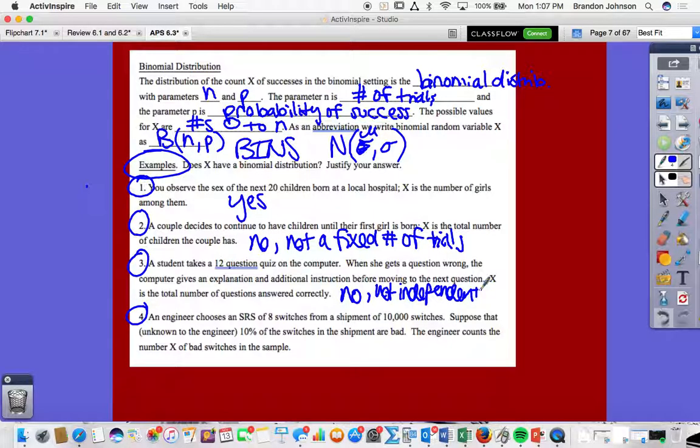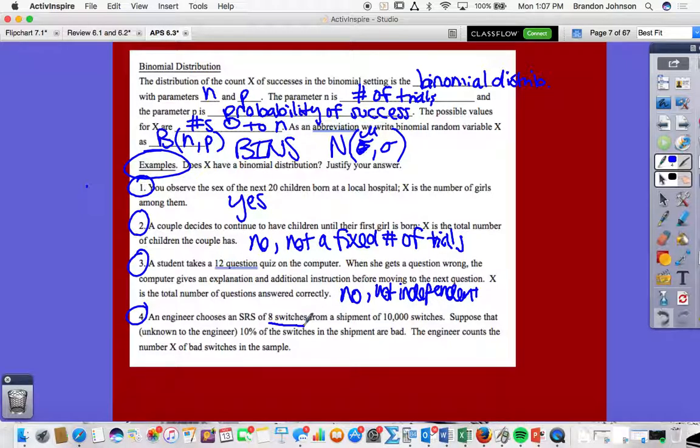Very good. Number 4, this is a tough one. This is one we want to really go in on. Maddie, what do you think? Well, I originally put yes, but now I'm saying no because you just said there was a sample of 20. With a simple random sample of 8, that would count as 8 trials, right? This is right here: 8 switches from a shipment of 10,000 switches. So that's just a sample.